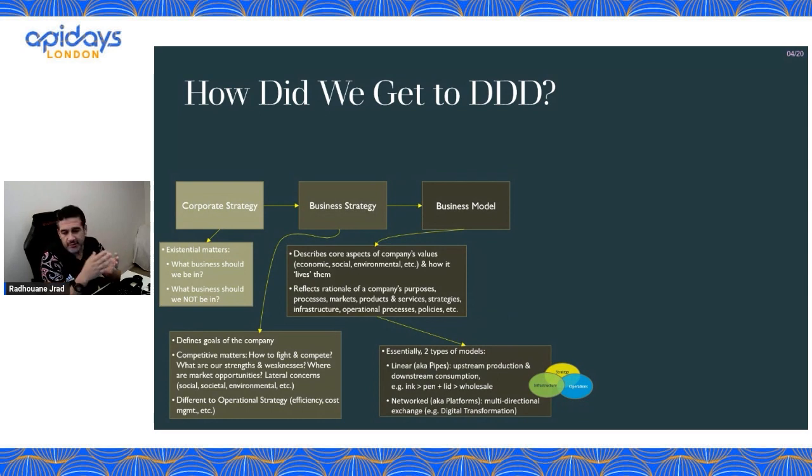Essentially, this is an FYI, but more than anything, there is an upstream production and downstream consumption model, which is a linear model. A good example is you have the pan, you have the lid, you put the lid in the pan, and you sell the whole thing to a wholesale company. That's a linear process. But you also have a network, which is basically where you can borrow, you can buy from those to whom you sell, and so on and so forth.